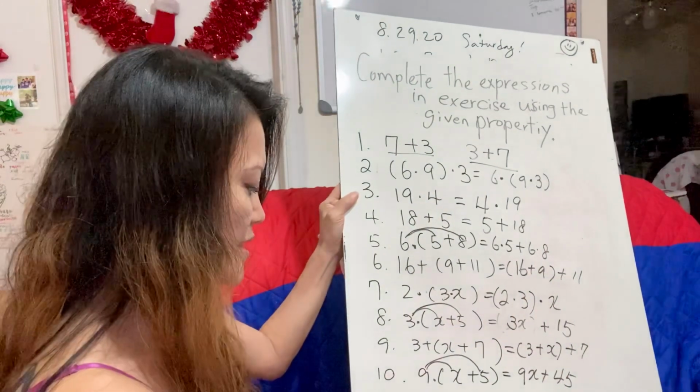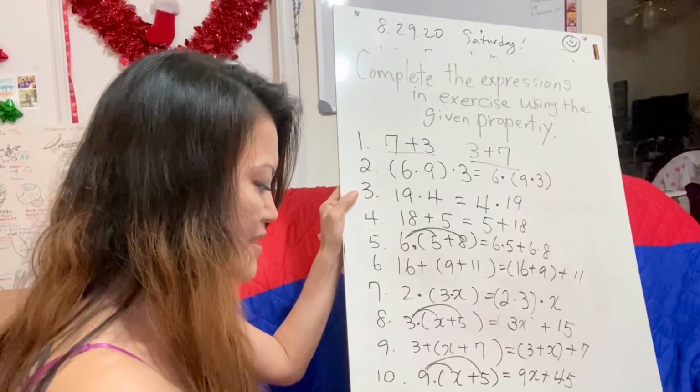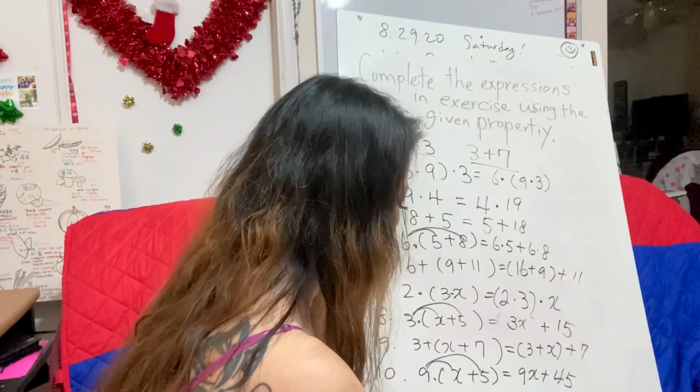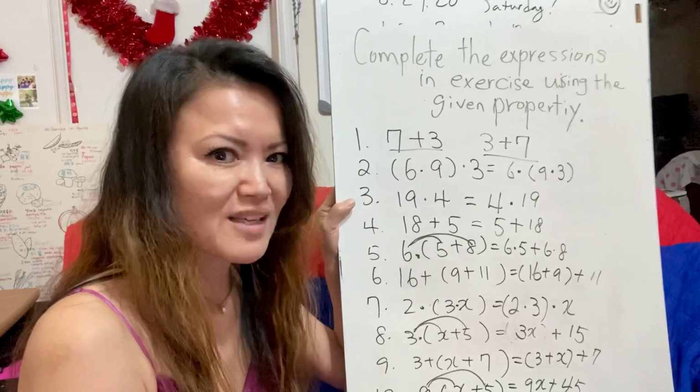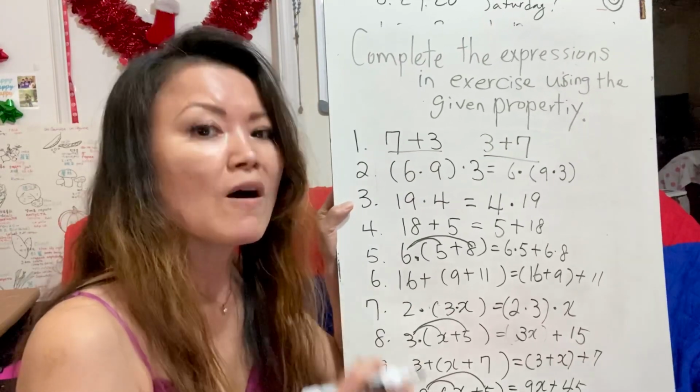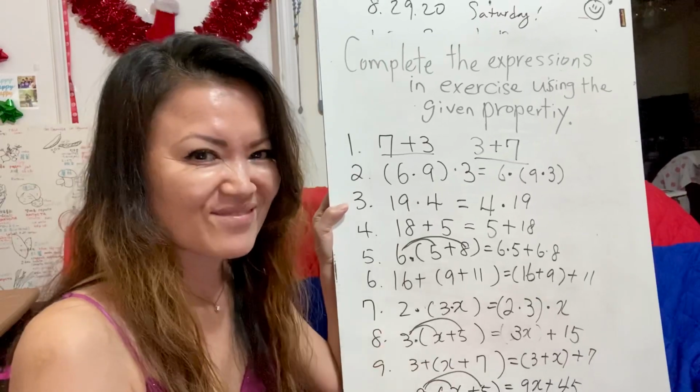Okay, now, what is that? 6 times 0 equals 0. A number times 0 always makes 0. Zero factor law. Okay?